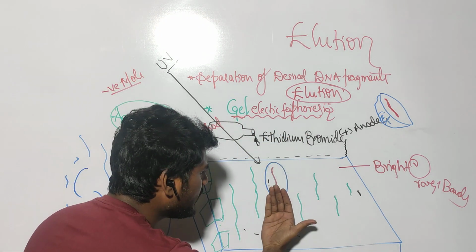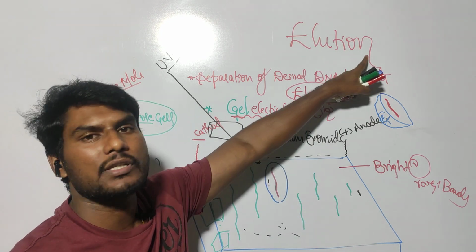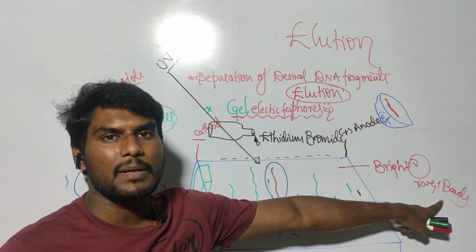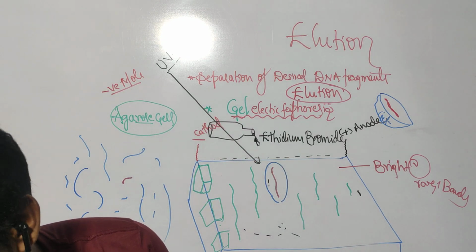And after that, taking the desired DNA fragment. Whatever fragment you want, only that one you take. This process is called elution. For the bright orange appearance, we added ethidium bromide, and later we followed with UV rays.